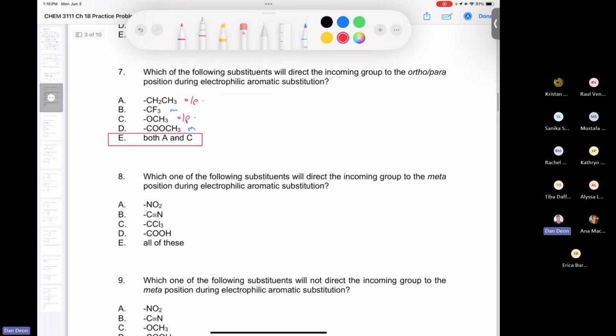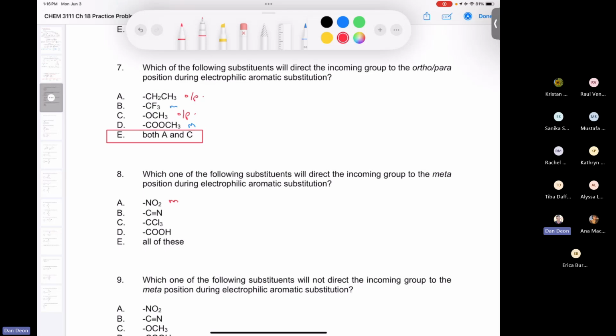Number 8, which one of the following substituents will direct an incoming group to the meta position? So meta, we look for deactivators. So nitro is definitely a deactivator. Nitrile is a moderate deactivator. And so that's going to direct to the meta position, as will the trihalomethyl group. So trichloromethyl will, as will the carboxyl. So I guess the answer to this one is everything directs to the meta position. So again, this is meta.